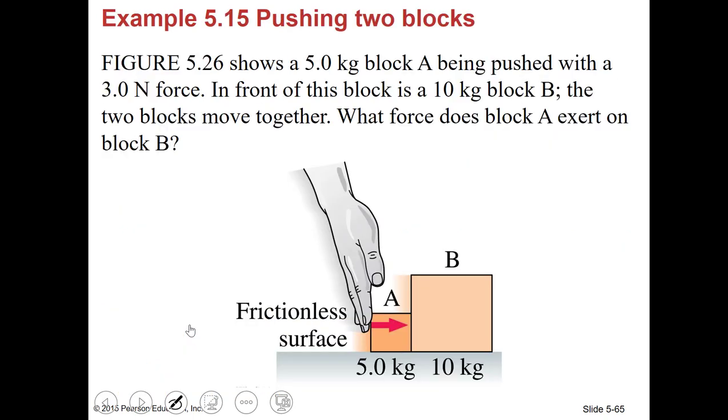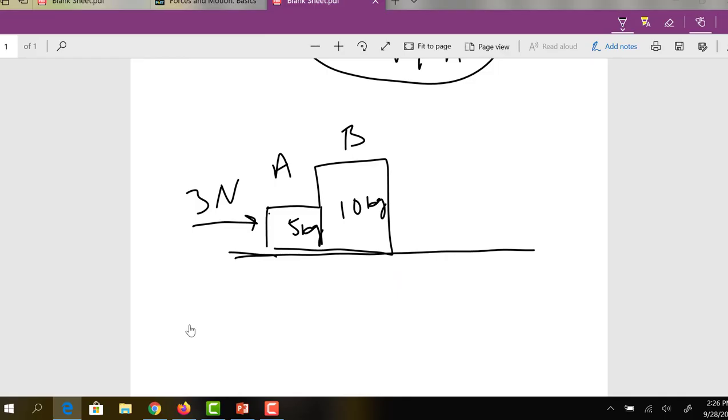So here's an example we can take a look at. We have a picture here of a 5 kilogram block being pushed with 3 newtons in front of a 10 kilogram block. The two blocks move together. What force does A exert on B? Here I've just drawn a picture. Here's the free body diagram of B.